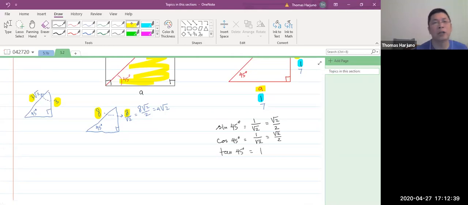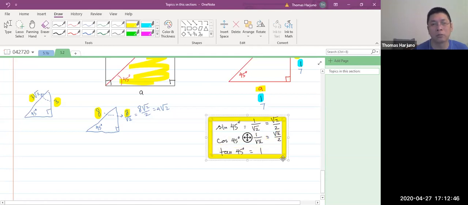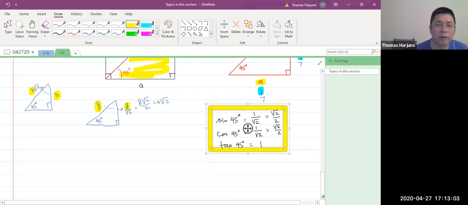Okay, now I need you to memorize this. The earlier you memorize this, the better you are. How to use this? We use that later on. In fact, since you have a calculator, you should be fine. But for some special angles like 45 degrees, 30 degrees, 60 degrees, I need you to give me the exact value.